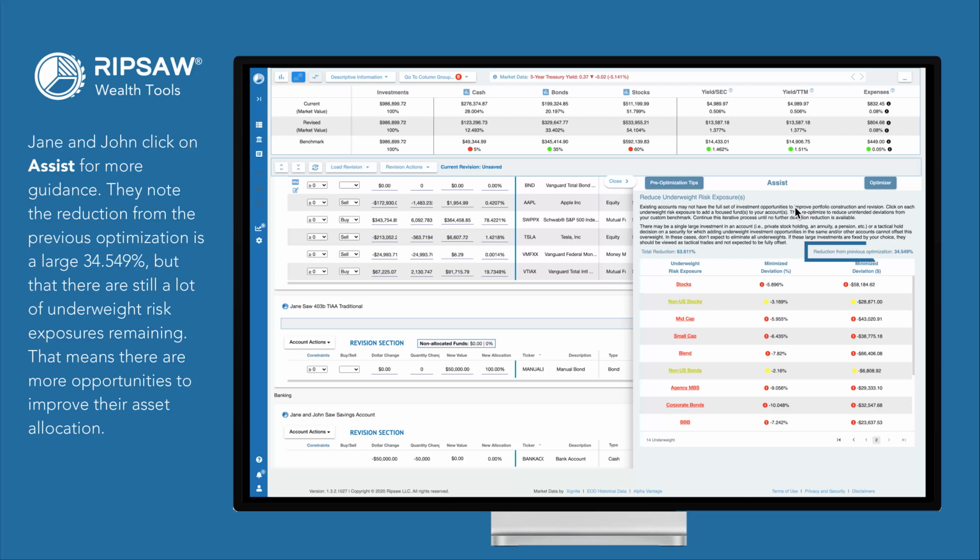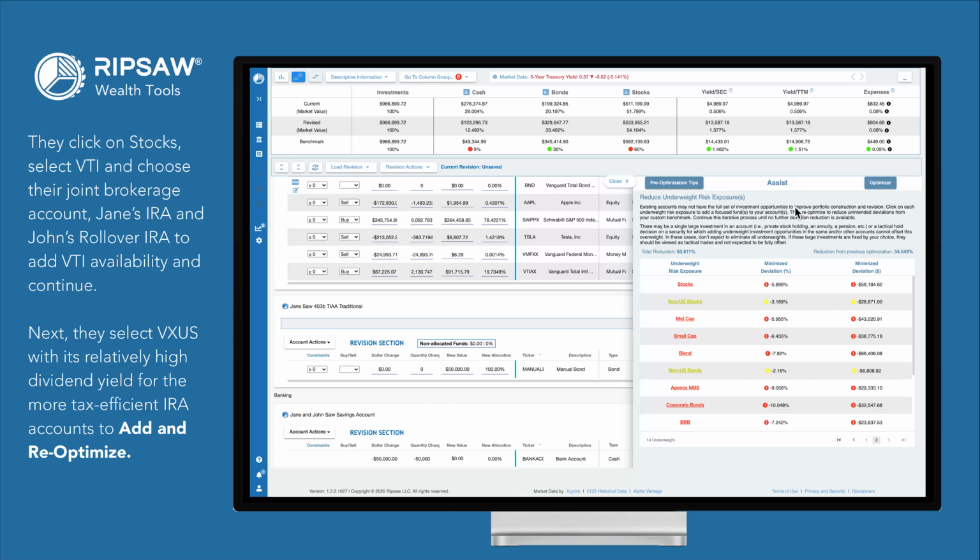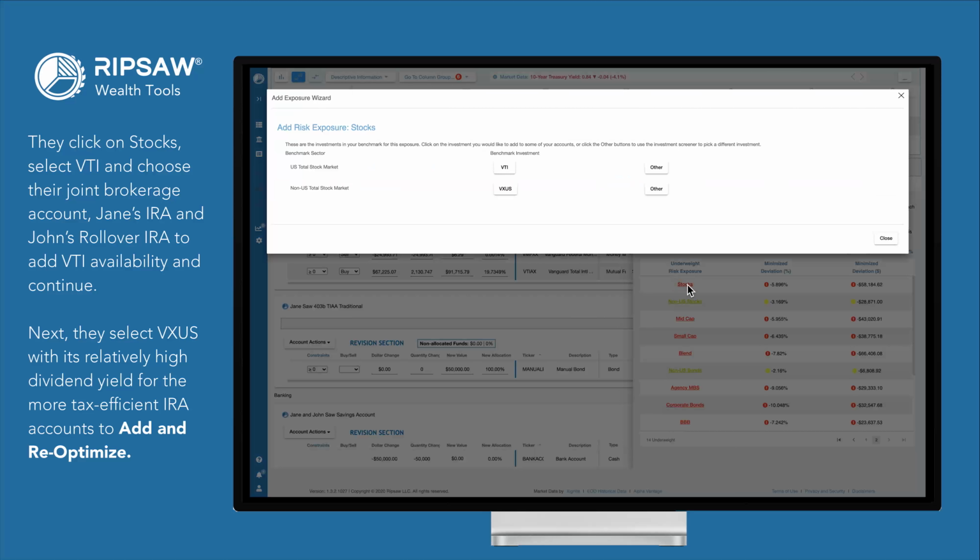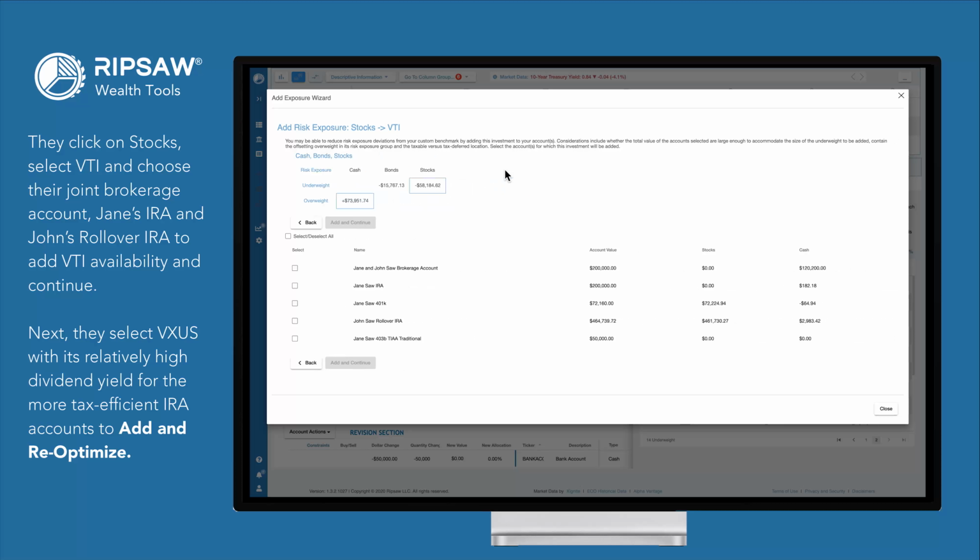They note the reduction from the previous optimization is a large 34.549%, but that there are still a lot of underweight risk exposures remaining. That means there are more opportunities to improve their asset allocation. Click on Stocks, select VTI, and choose their joint brokerage account, Jane's IRA and John's rollover IRA, to add VTI availability and continue.